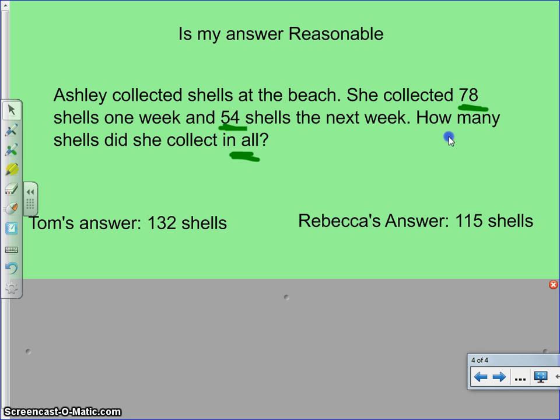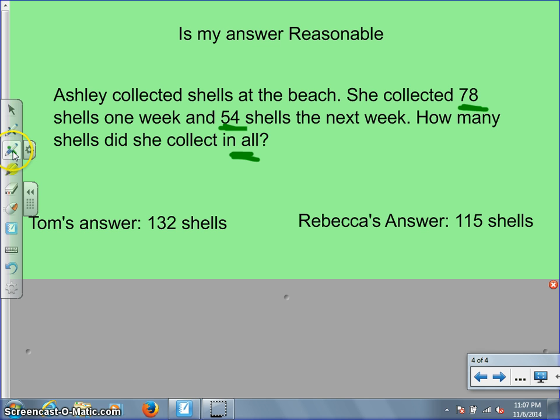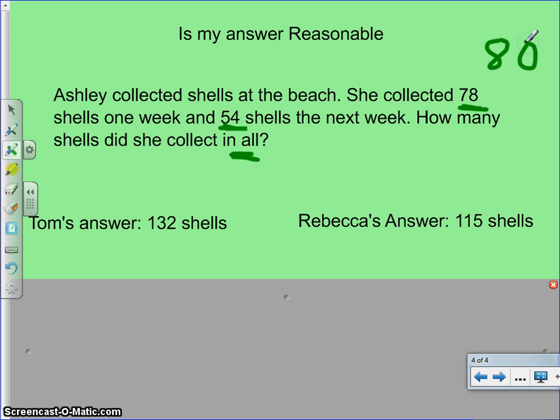So if I took 78 and rounded it to the nearest 10, it would be 80. Then if I took 54 and rounded it to the nearest 10, it would be 50. Okay, so 80 and 50 would be 130. So my estimation in this question would be about 130. So that means that when I actually come up with an actual answer, I should be pretty close to that. I shouldn't be too far away from that for my answer to be reasonable.